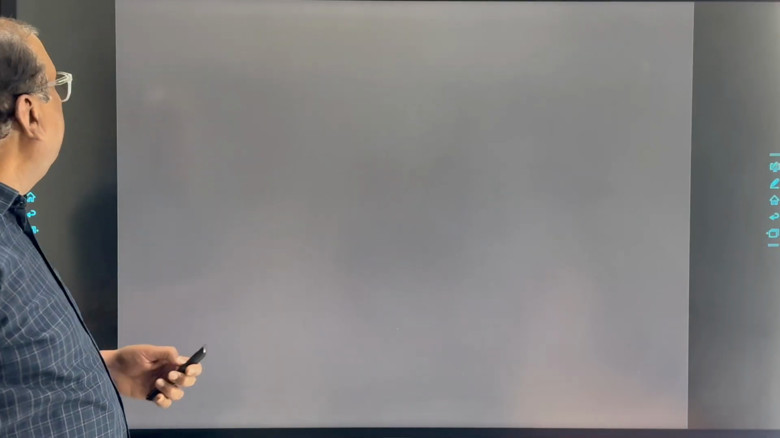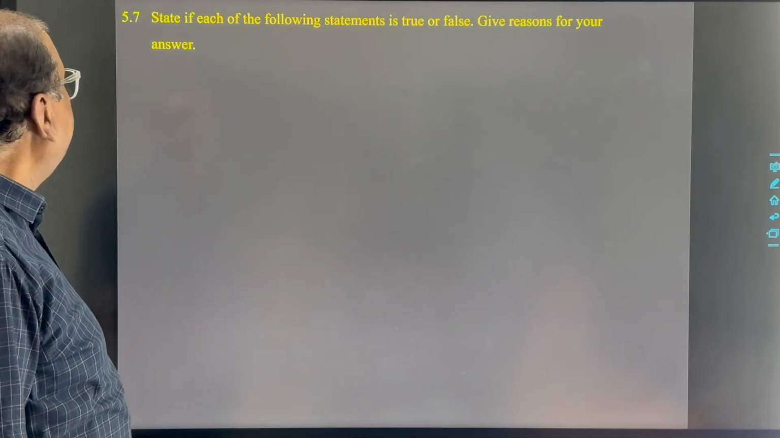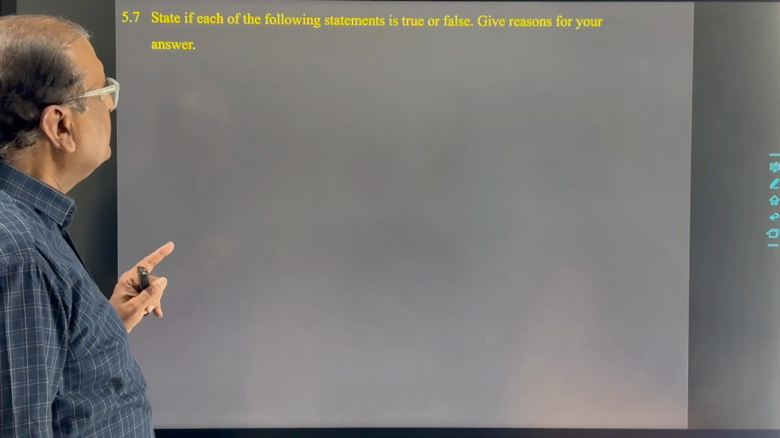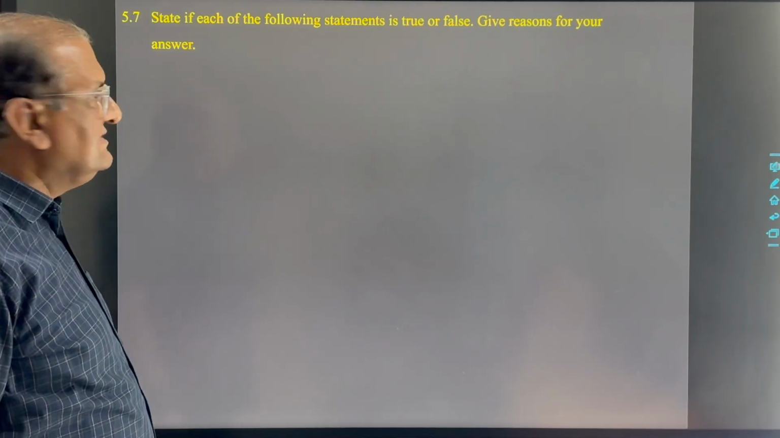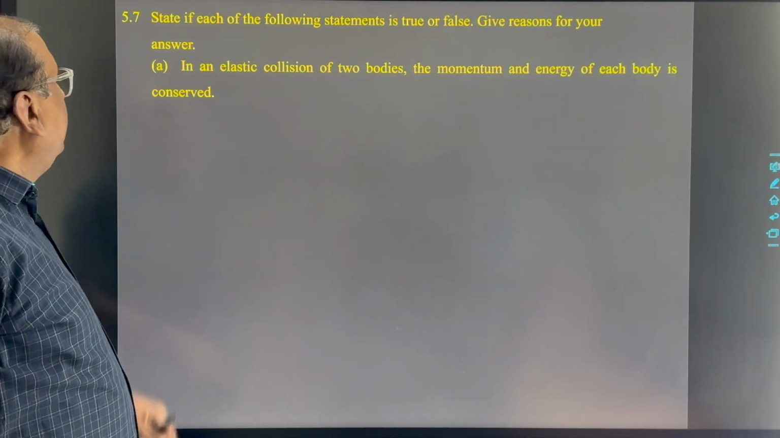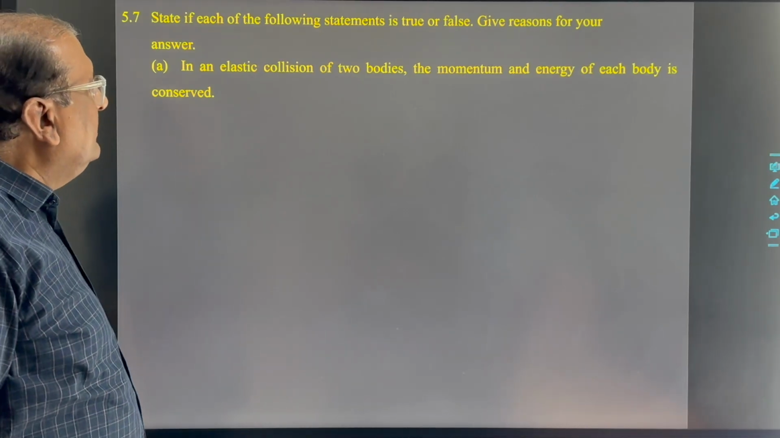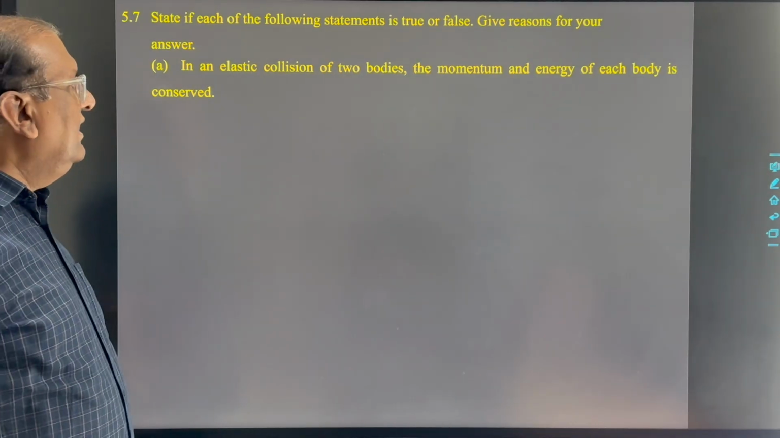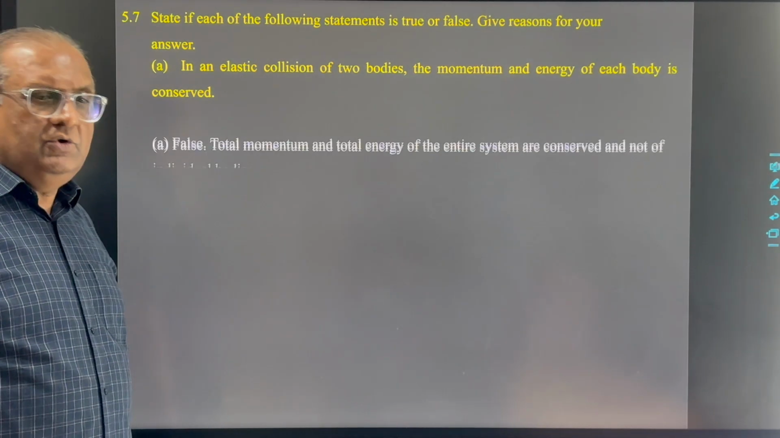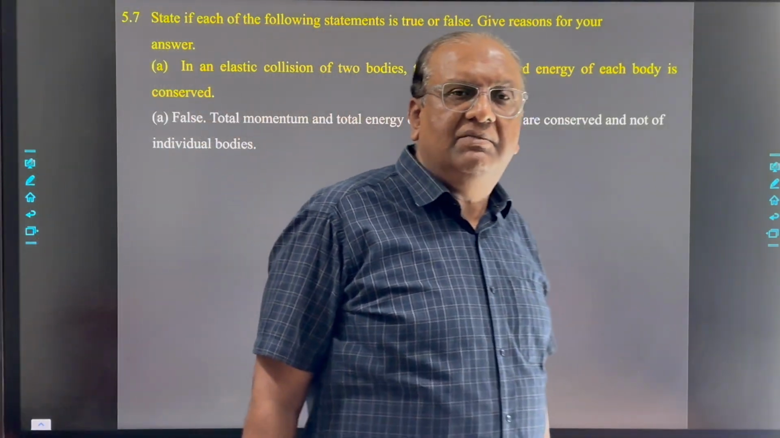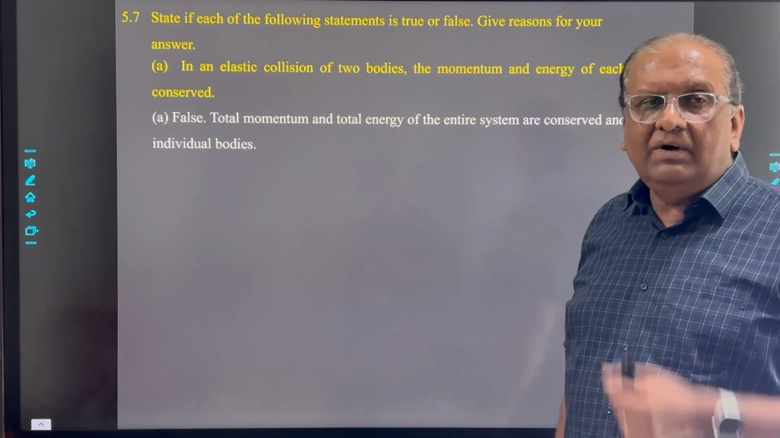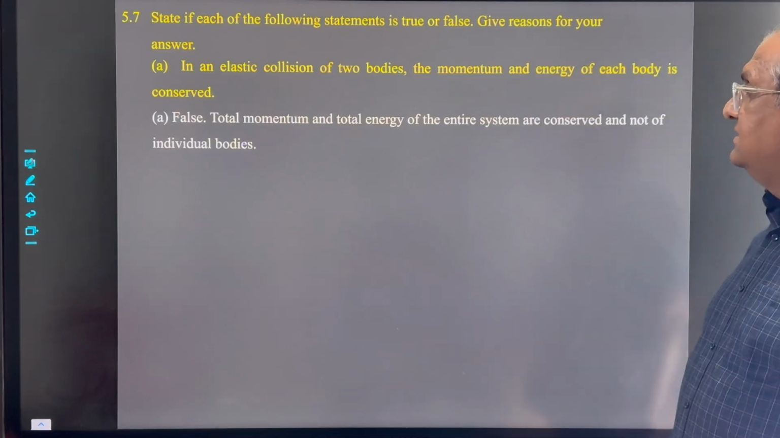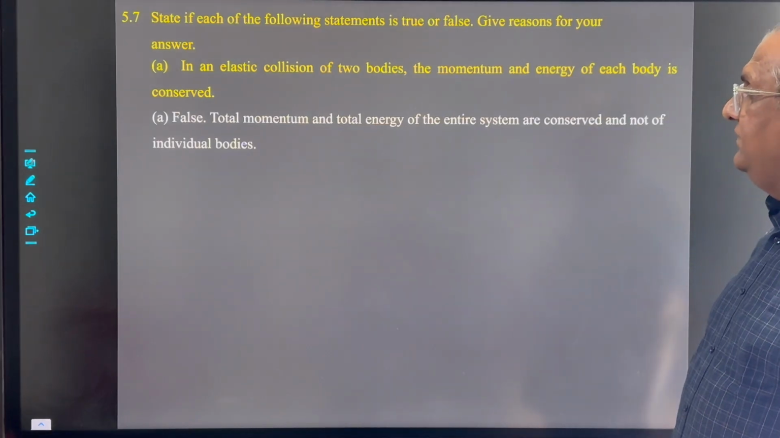Clear? Now example 5.7. State if each of the following statements is true or false. Give reason for your answer. Now see, A. In an elastic collision of two bodies, the momentum and energy of each body is conserved. False. Here, the momentum and energy of each body is not conserved, but the total linear momentum and total energy of the entire system is conserved, not of individual bodies.